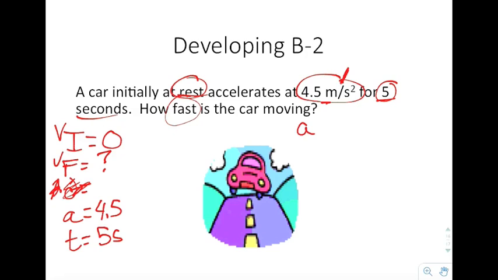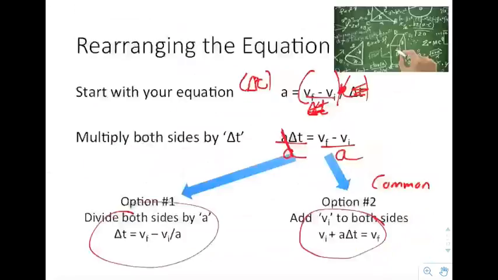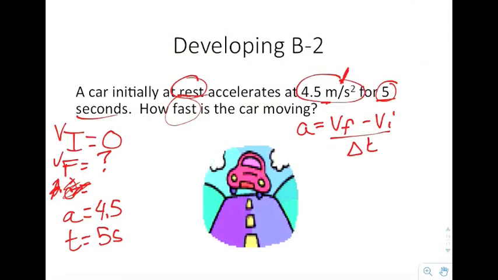My equation is a equals vf minus vi over delta t. But I have to rearrange this particular equation to solve for final velocity. So you could remember what the equation is from the previous slide, or you can go ahead and get practice algebraically rearranging it. That's what we're going to do here.